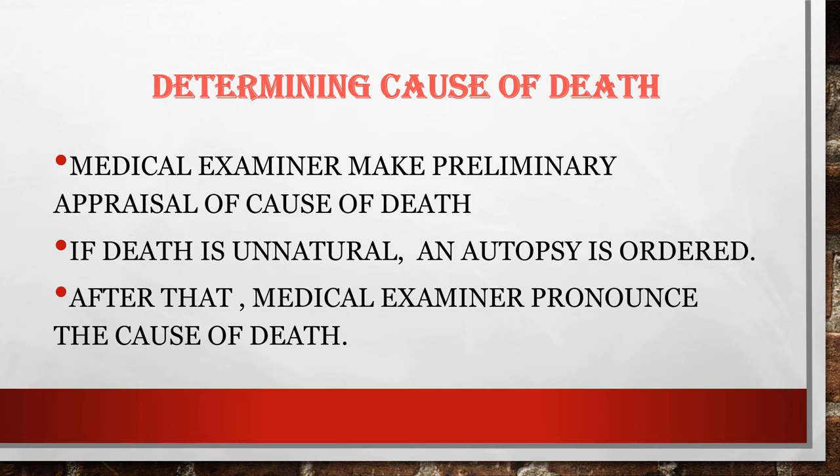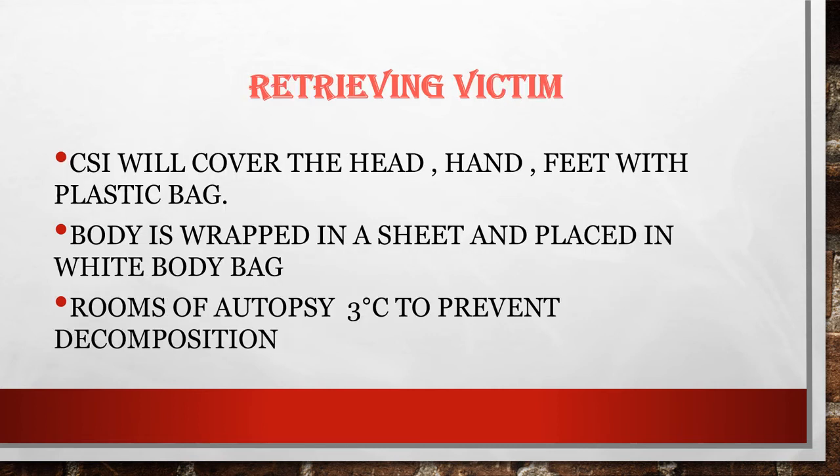Determining cause of death. The medical examiner makes a preliminary appraisal of the cause of death. If death is unnatural, an autopsy is ordered. After that, the medical examiner pronounces the cause of death. Retrieving the victim. The CSI unit will cover the head, hands, and feet with plastic bags. The body is wrapped in a sheet and placed in a white body bag. The autopsy room is kept at 3 degrees Celsius to prevent the decomposition of the body.